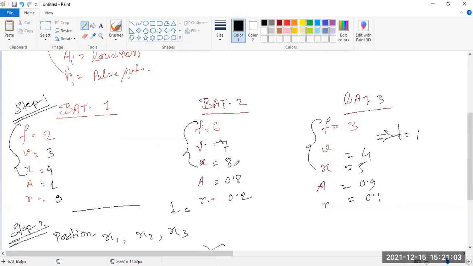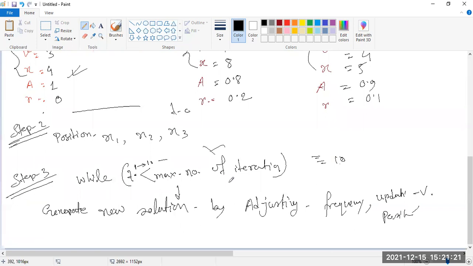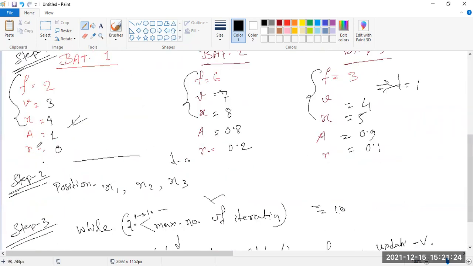It may be best, it may be best. Then we will go for the update of these two things, A and r. Then we will again see which is the best. If any of the three was best, then we go for the solution. So the first time we just change these three, and don't change these two. This is bat one, two and three, the first position, and then the second position may be this one, maybe this one.